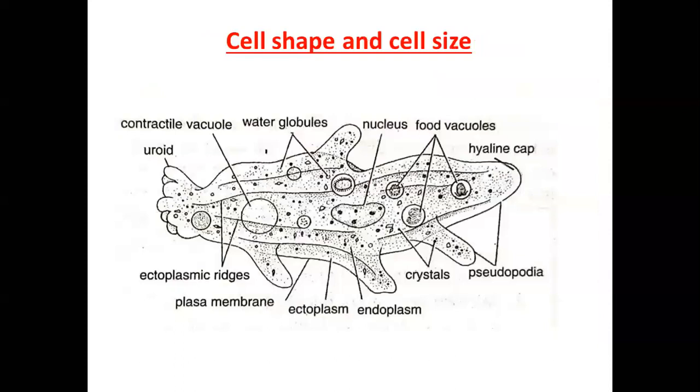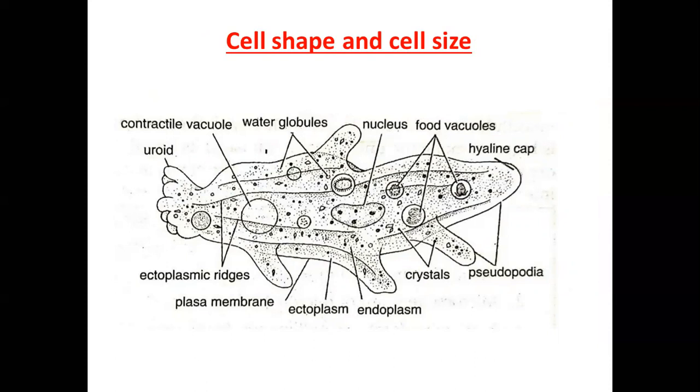Next is cell shape and cell size. This is the diagram of amoeba. Clear? This you have already studied in previous classes as well. So how is this cell shape basically affected? The basic shape of eukaryotic cell is spherical, but the shape of the cell is ultimately determined by the specific function of the cell. Thus, the shape of the cell may be variable or fixed.